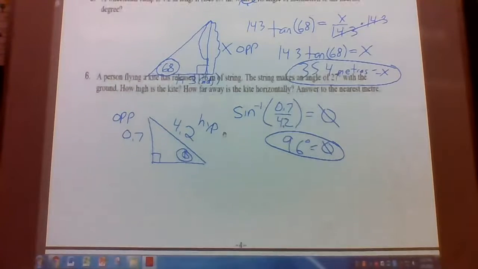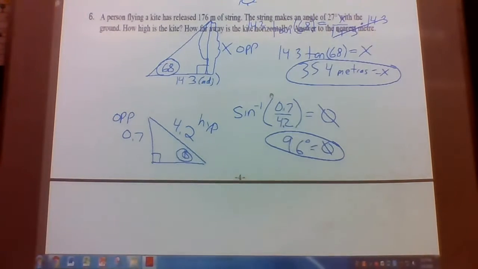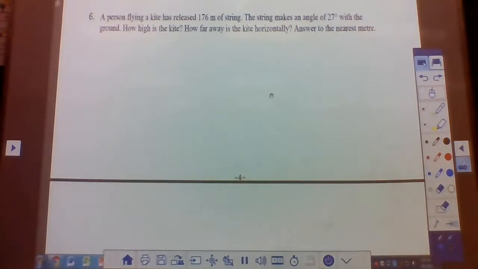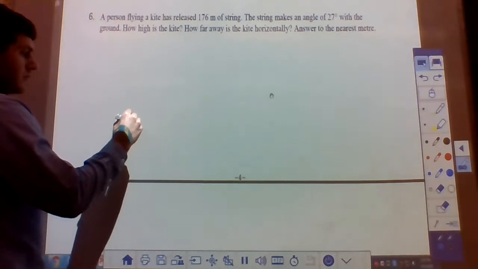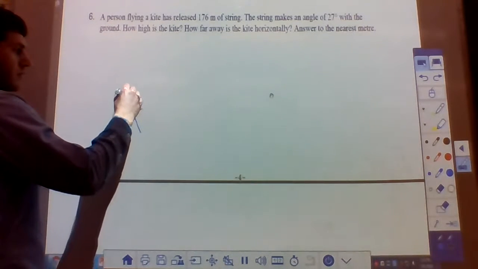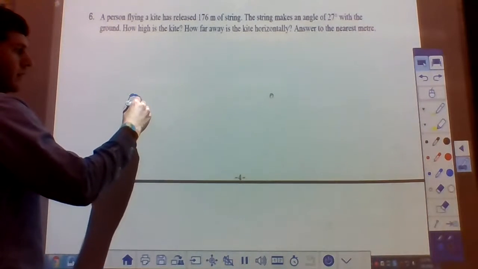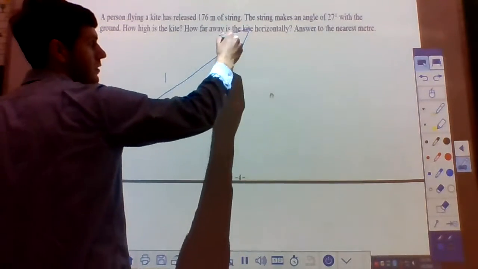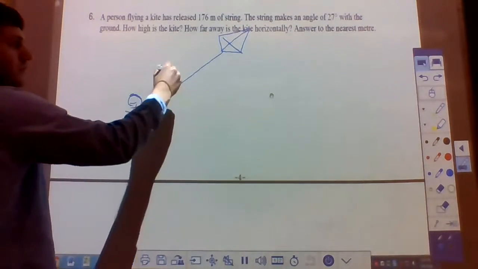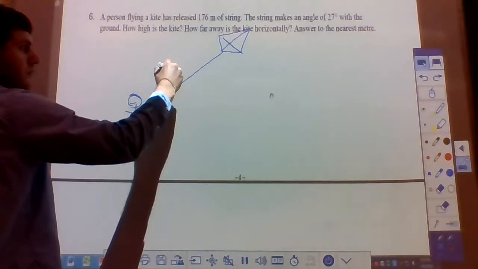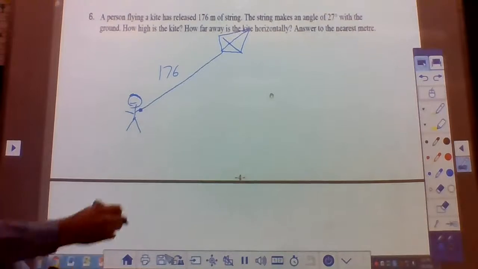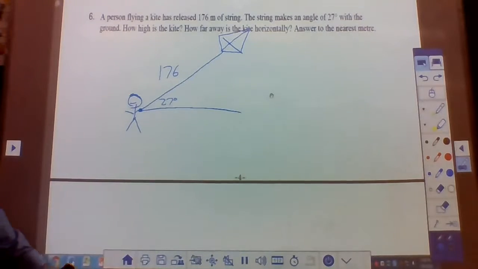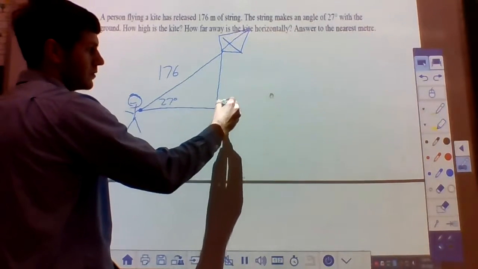All right, number 6. Okay, number 6. So a person flying a kite has released, so here we have a kite. Okay, a person flying a kite. So here's our kite. Okay, the string is 167 meters. Okay, the string makes an angle of 27 with the ground. Okay, we want to know how high is the kite. Okay, we'll call that x.